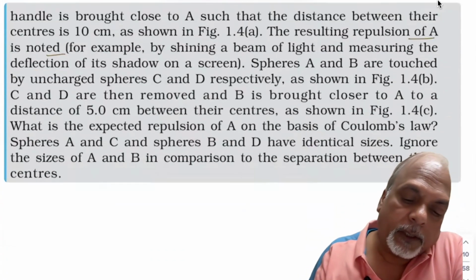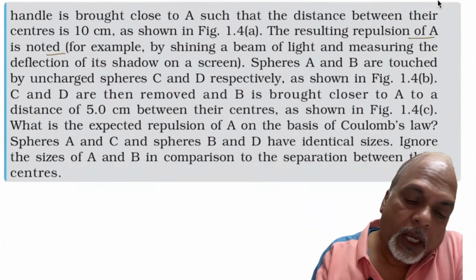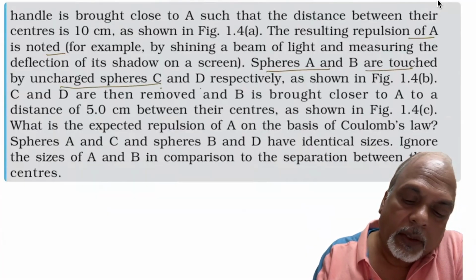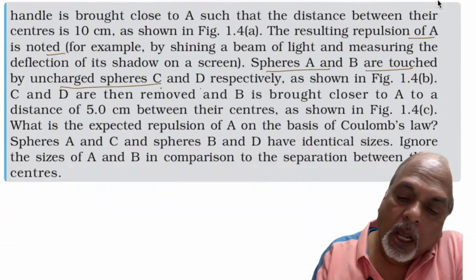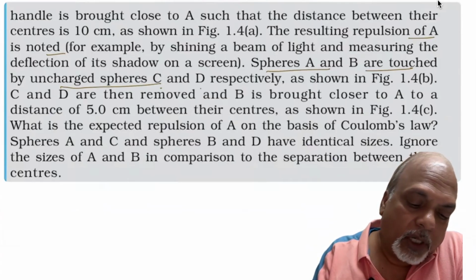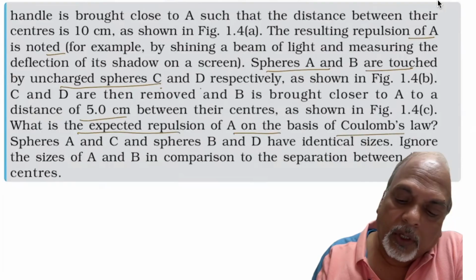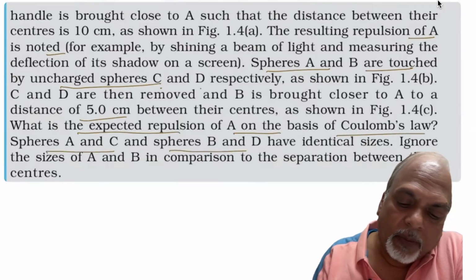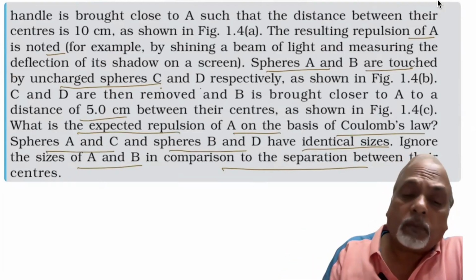Now it further says spheres A and B are touched by uncharged spheres C and D respectively. C and D are then removed and B is brought to 5 centimeter. Correct. What is the expected repulsion of A on the basis of Coulomb's law? Spheres A and C and spheres B and D have identical sizes. Ignore sizes of A and B in comparison to the separation. Okay.